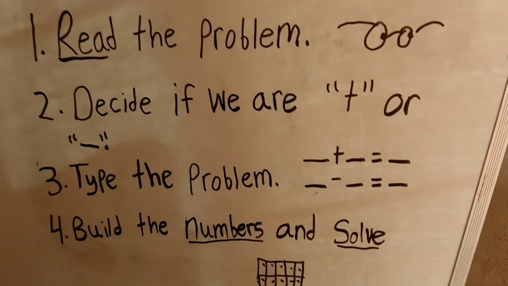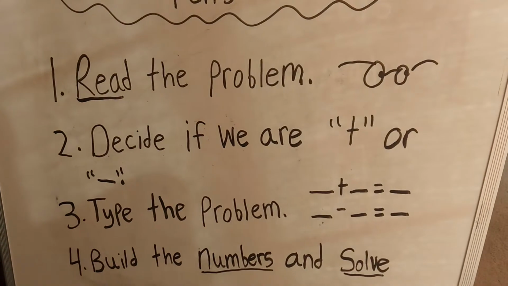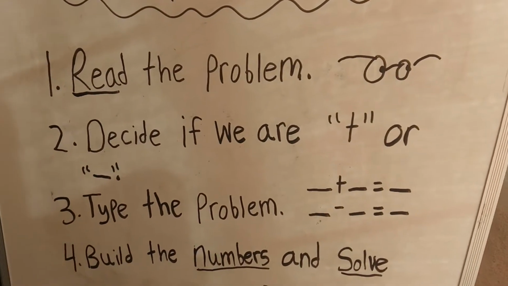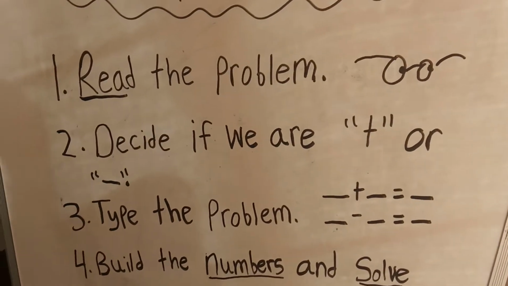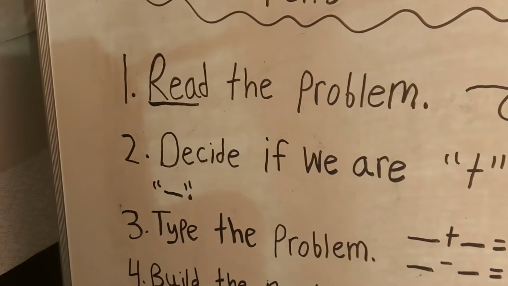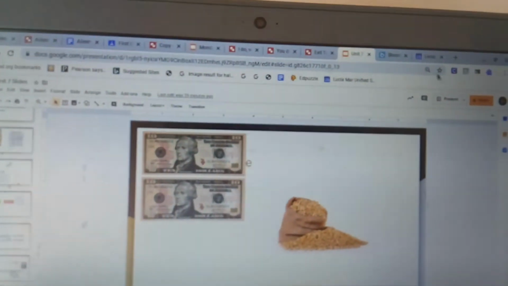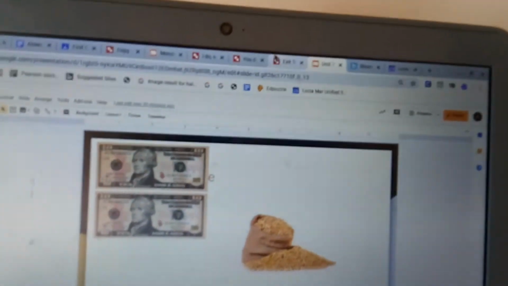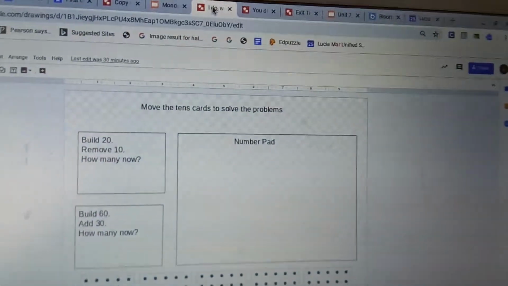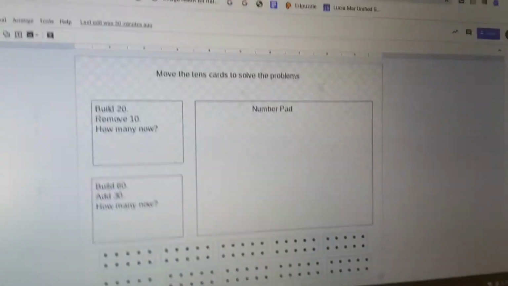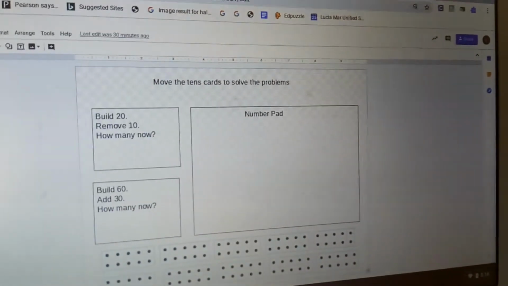Now, to complete these 4 steps, I'm going to first model how to do it. Your job is to watch very carefully and listen with your eyes and ears. Okay. So the first thing I'm going to do is I created a Google Drawing to show you how this is going to be done. That's going to be exactly like your You Do practice. So here I am. It says, move the 10 cards to solve the problem.